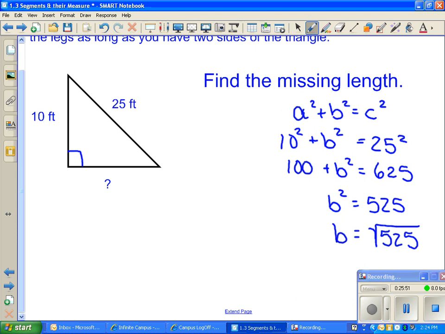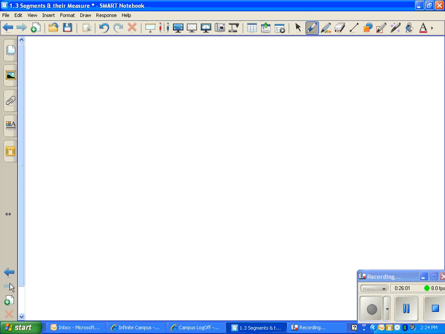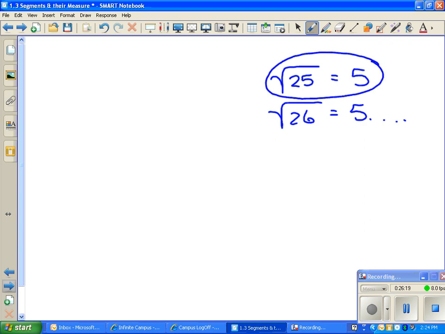5. And the square root of 100 would be 10. So check yourself and make sure whether the square root comes out to be a whole number. If I take the square root of 25, I'm going to get 5. But if I take the square root of 26, I'm going to get 5 point something. So if it comes out to be a number without a decimal, give me that final answer. If it doesn't, you'll leave square root of 26 as your final answer.